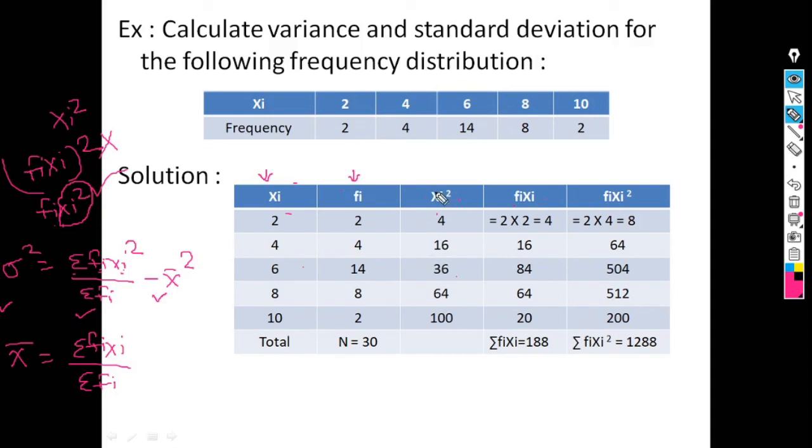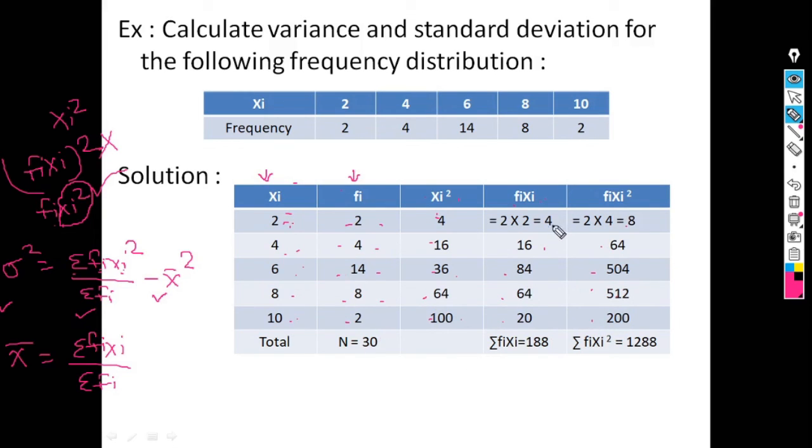The next column is xi square, meaning the square of the first column: 2 square is 4, 4 square is 16, and so on, 10 square is 100. Now the next column is fi into xi, meaning column number 1 into column number 2: 2 into 2 is 4, 4 into 4 is 16, 6 into 14 is 84, 8 into 8 is 64, and 10 into 2 is 20. The next one is fi into xi square, meaning column number 2 into column number 3: 2 into 4 is 8, 4 into 16 is 64, 14 into 36 is 504, 8 into 64 is 512, and 2 into 100 is 200.